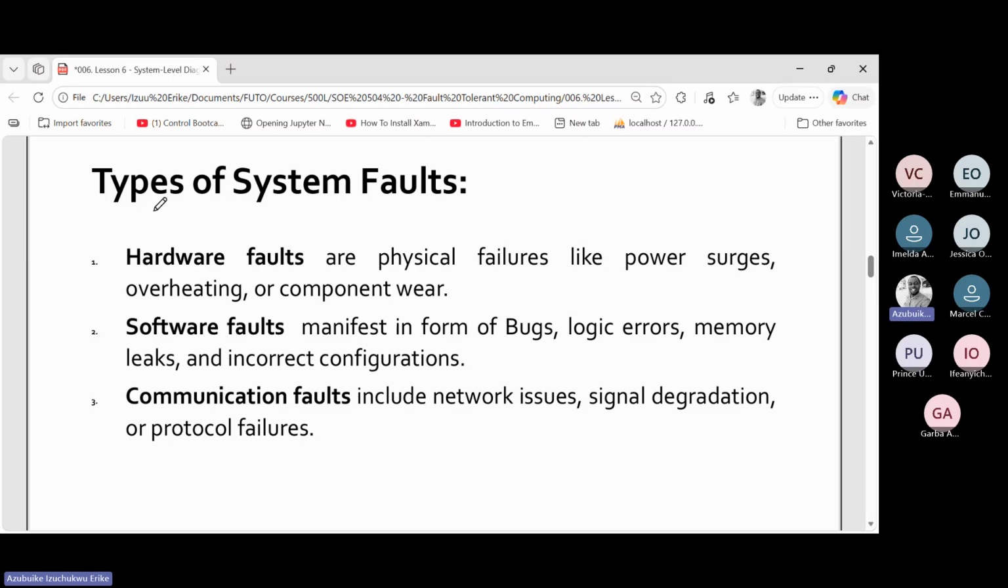So in a complete system, there is hardware, there is software, and there is a communication system linking the components of the hardware.